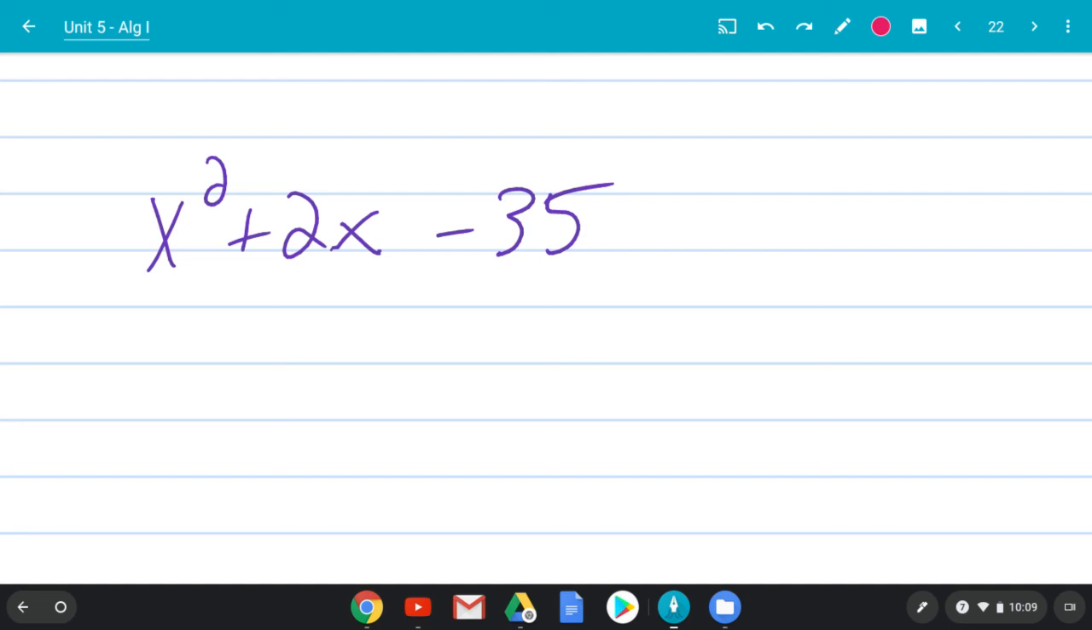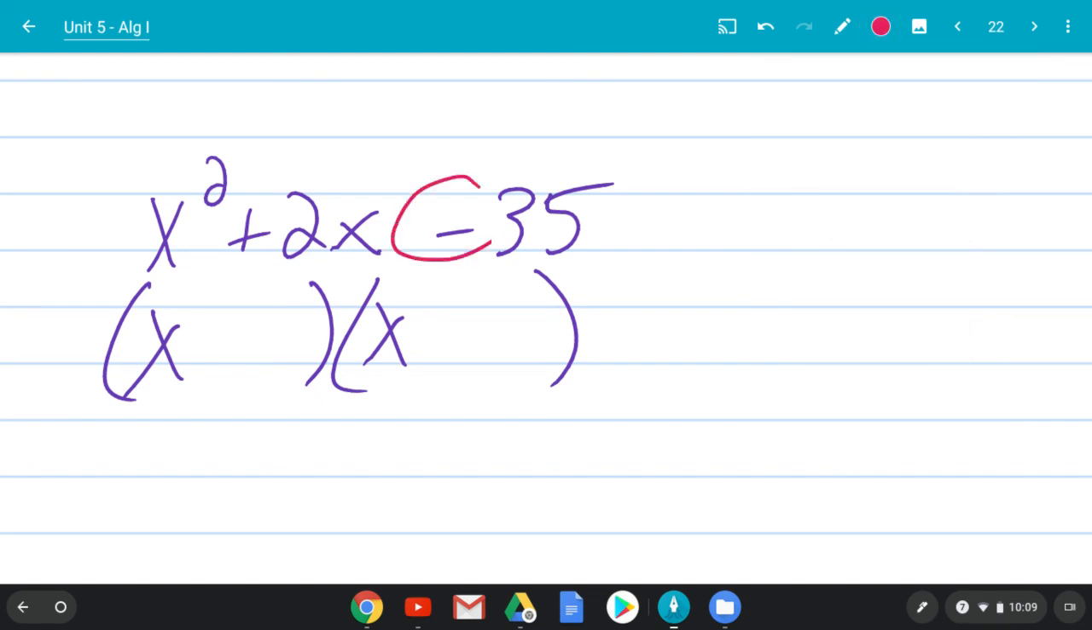Is there a GCF? No. Is there a leading coefficient? No. So, split and signs. Means 2 sets of parentheses, X in each. Now, this means I'm going to have opposite signs. So I can go ahead and put a plus and a minus. Does it matter which one I put where? No. Now I list my factors of 35.